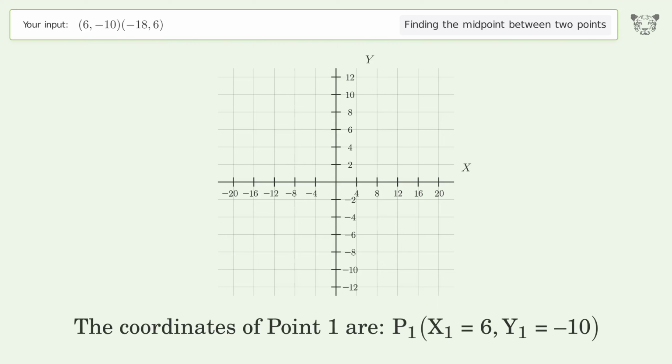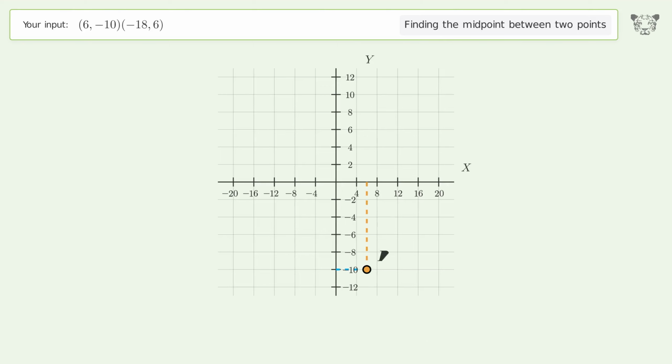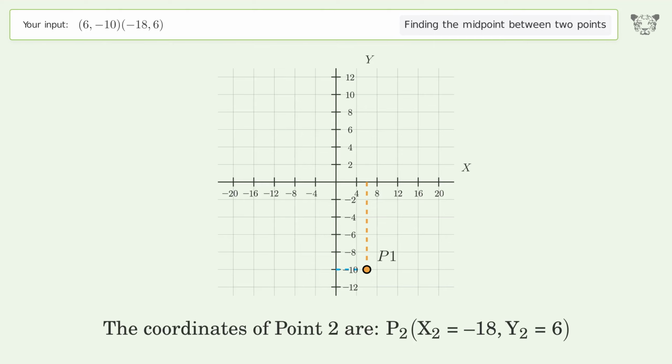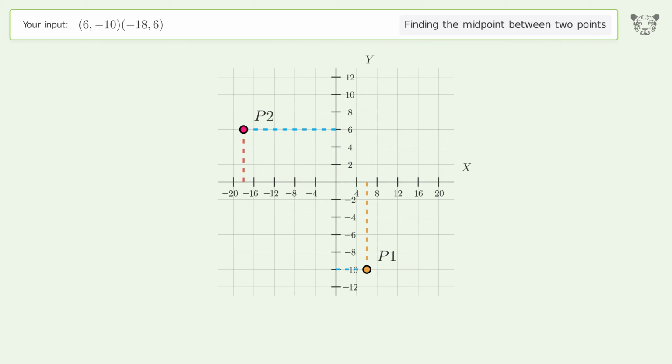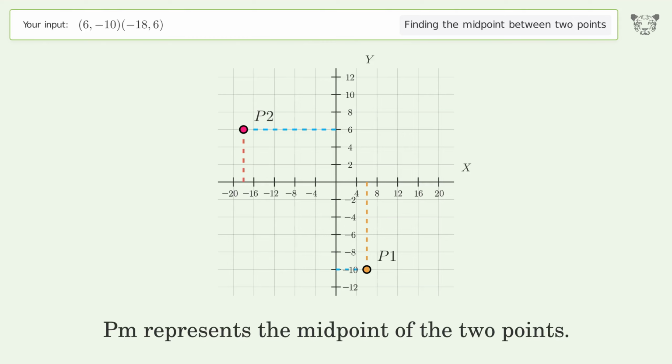The coordinates of point 1 are, x1 equals 6, y1 equals -10. The coordinates of point 2 are, x2 equals -18, y2 equals 6. PM represents the midpoint of the 2 points.